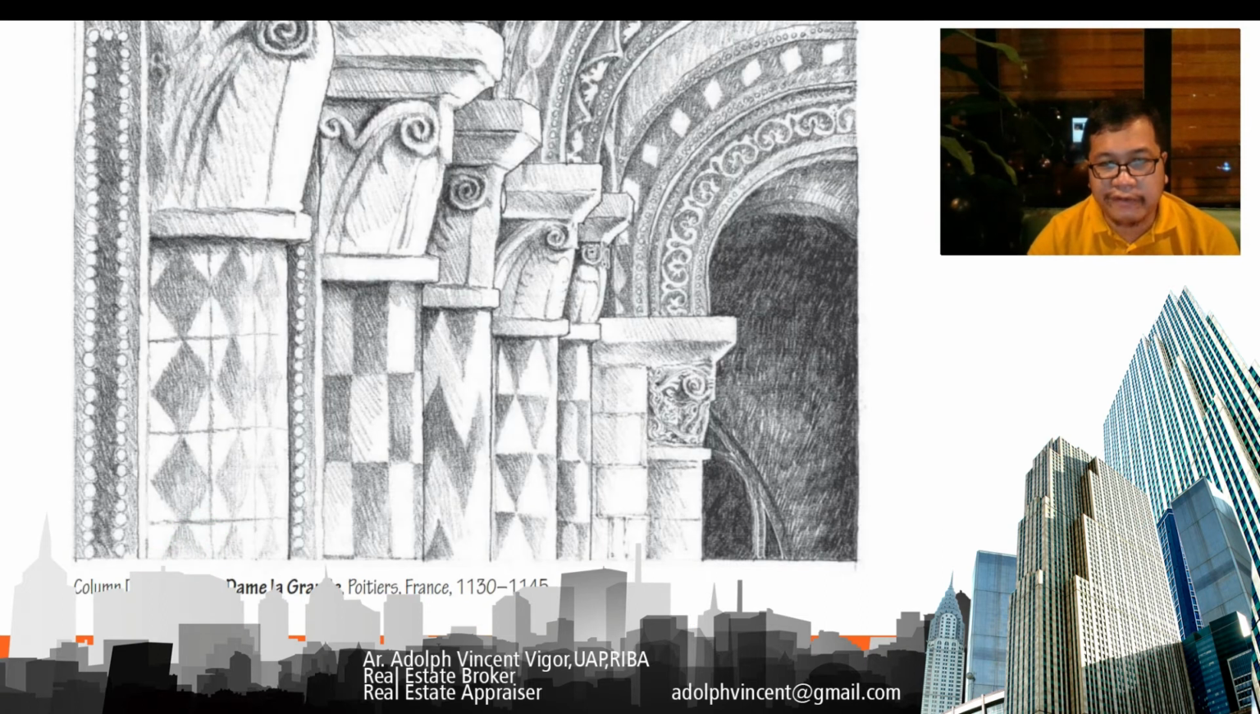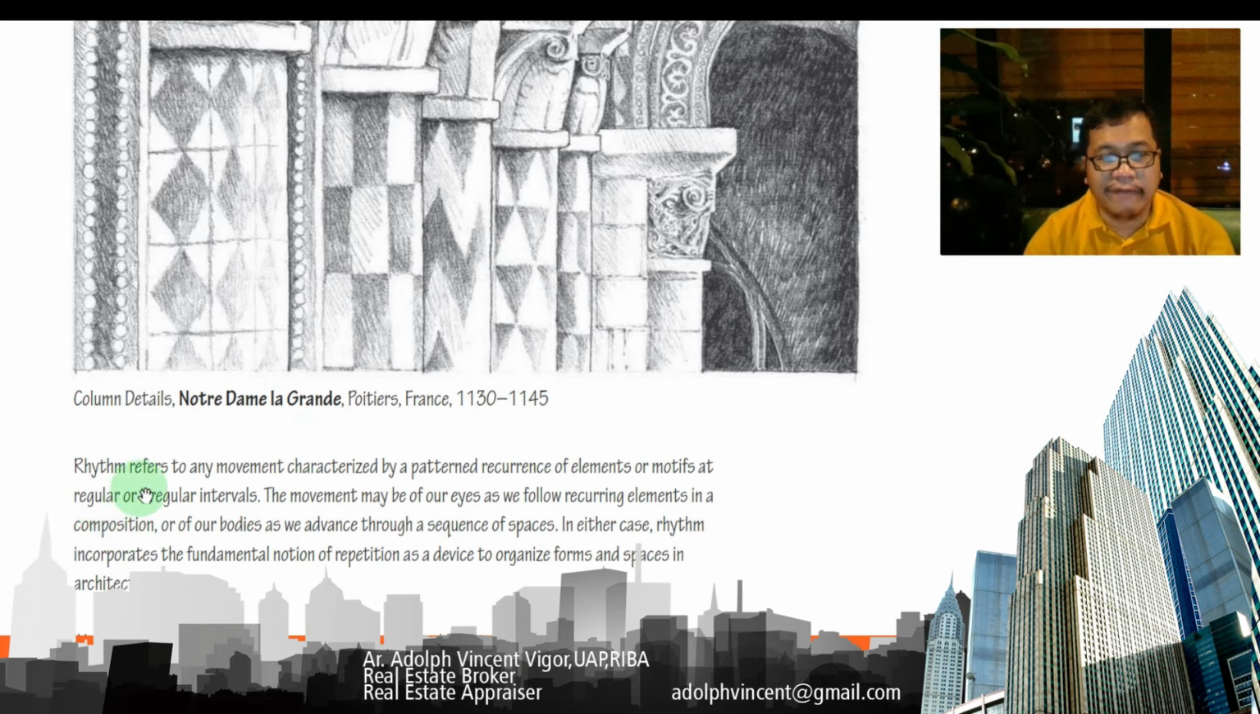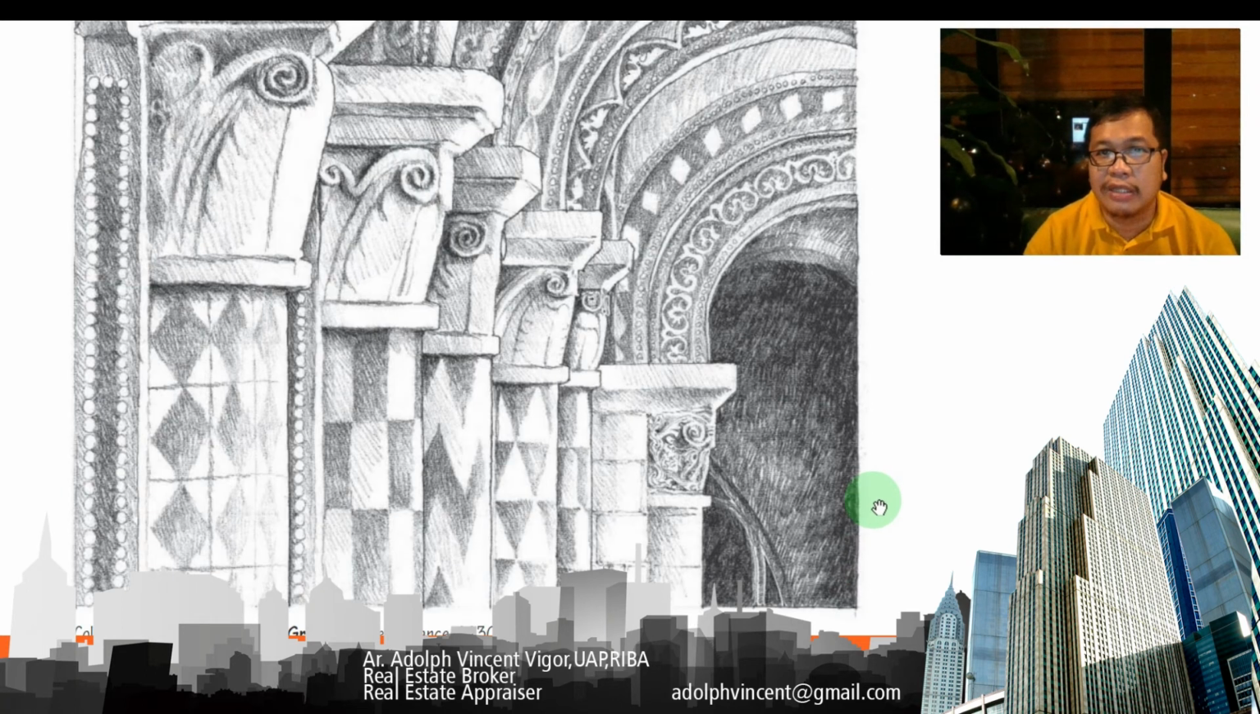This is the column digits for the Notre Dame La Grande. So rhythm refers to any movement characterized by a pattern recurrence of elements or motifs at regular or irregular intervals. The movement may be of our eyes as we follow recurring elements in a composition or of our bodies as we advance through a sequence of spaces. In either case, rhythm incorporates the notion of repetition as a device to organize forms and spaces in architecture. So I think that's self-explanatory already.